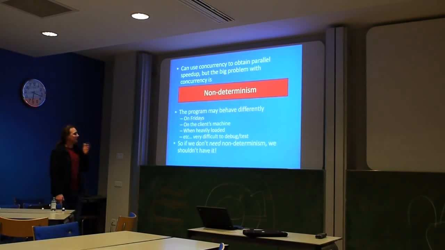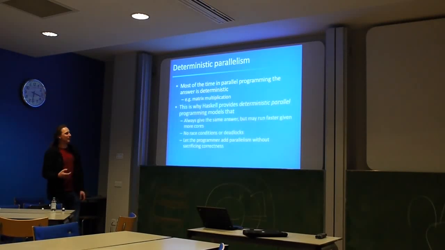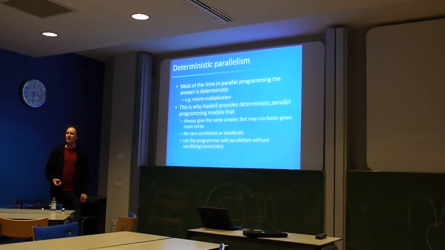So our basic thesis in Haskell is that if you don't need non-determinism, you really shouldn't be programming with it. So you should be programming models that give you determinism. And when you're writing a parallel program, very often you don't need non-determinism because you're doing something like matrix multiplication, for example, which always gives the same results. You'd be very surprised if you get a different result on Friday. So our parallel programming models in Haskell are always deterministic. They give you the same answer, you don't have to worry about race conditions and deadlocks. And it means that the programmer can take their existing sequential program that they've debugged and made sure worked, and add some parallelism without breaking the program.